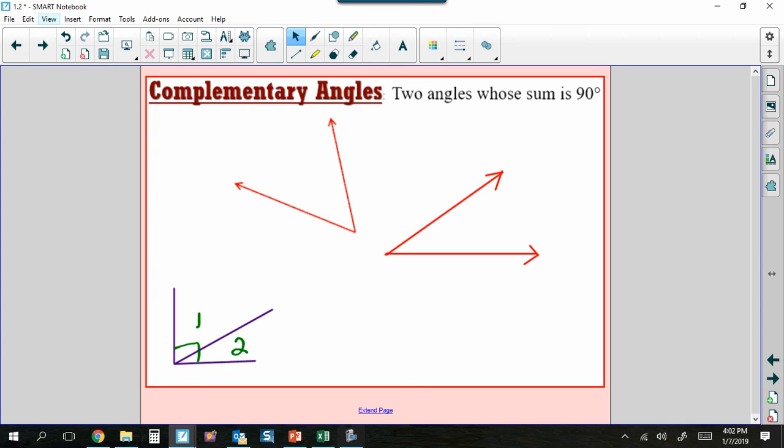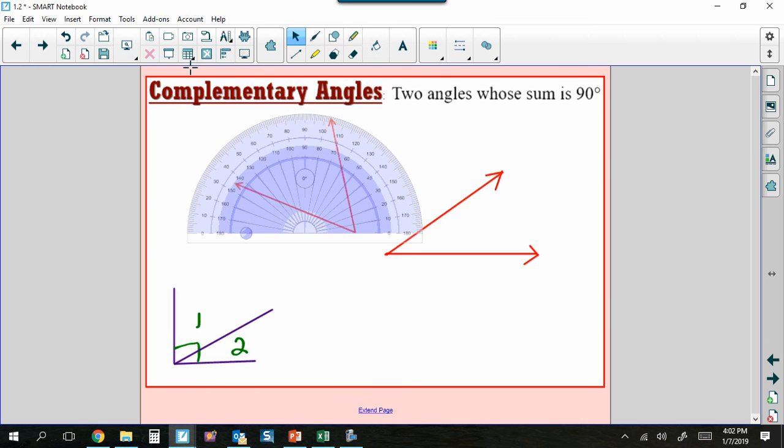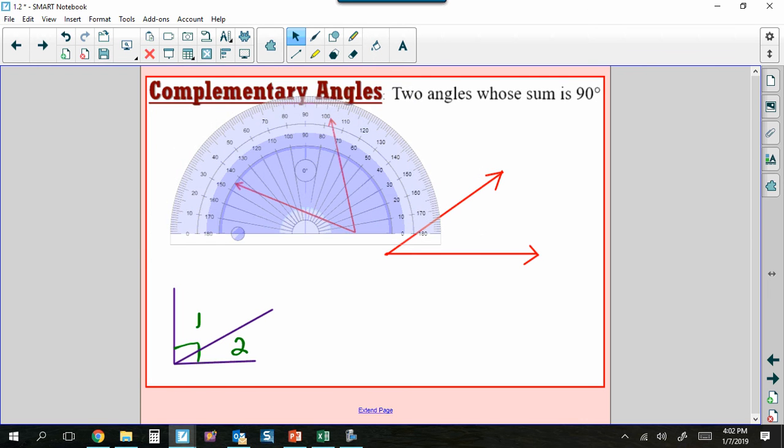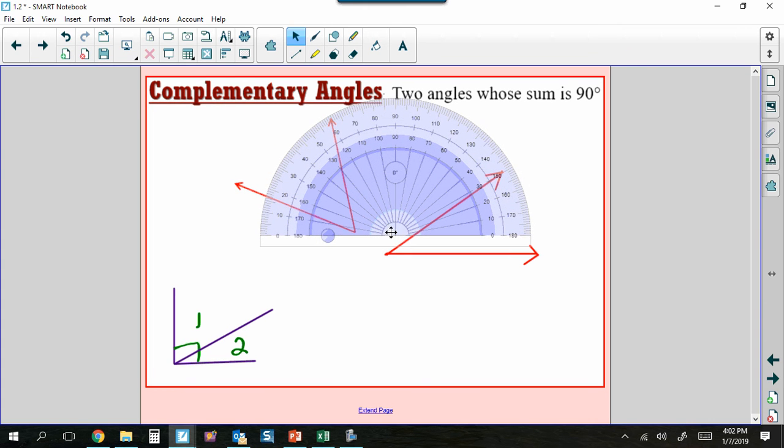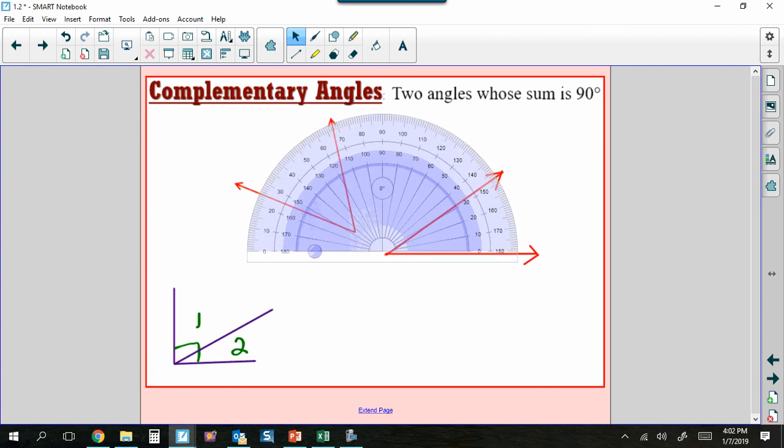So before we make a choice on whether these are complementary or not, we need to measure them and we need to know the measure of the angles. So we're going to actually use our protractor to measure them. To use your protractor to measure these angles, what you are going to do is you're going to put the center of your protractor at the vertex of the angle.